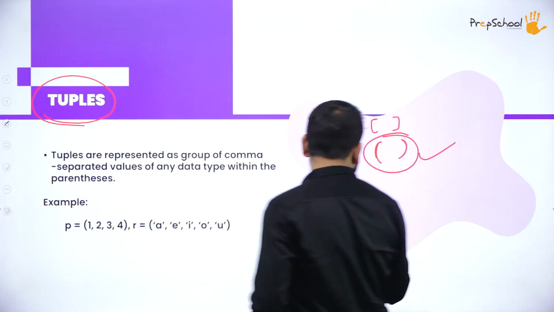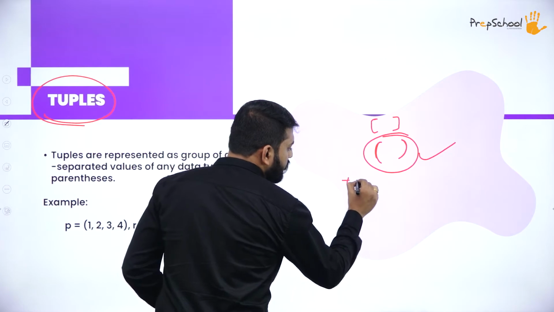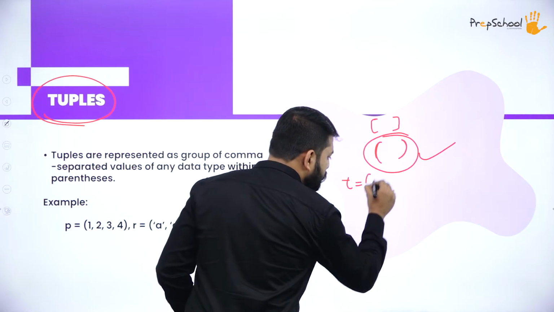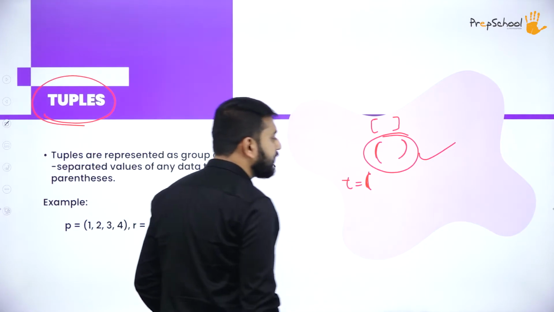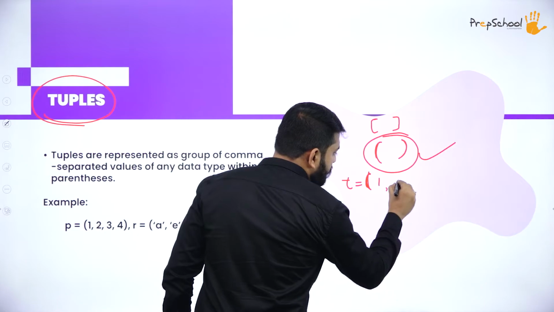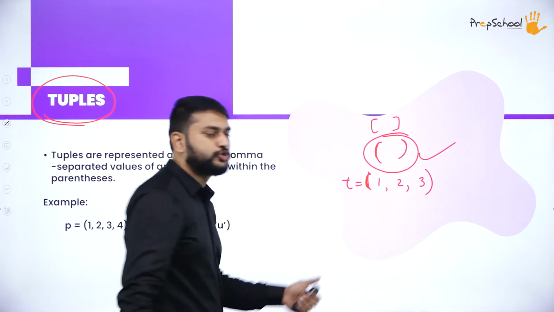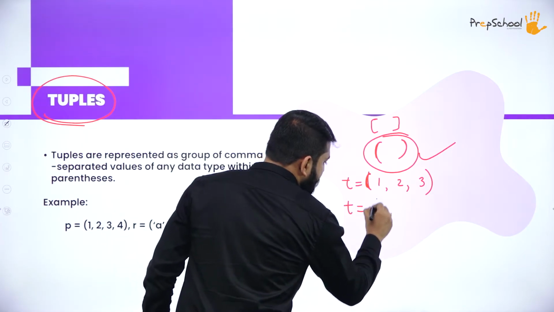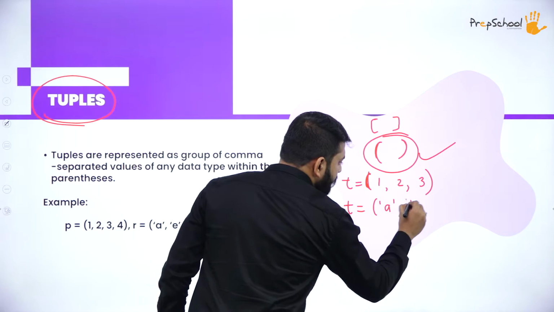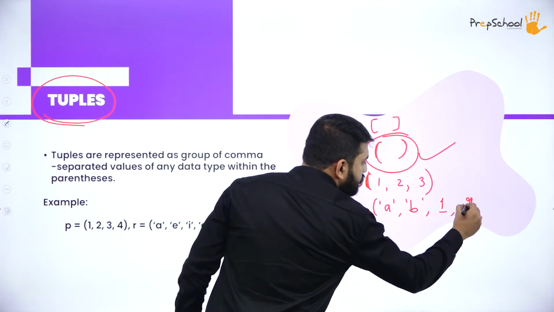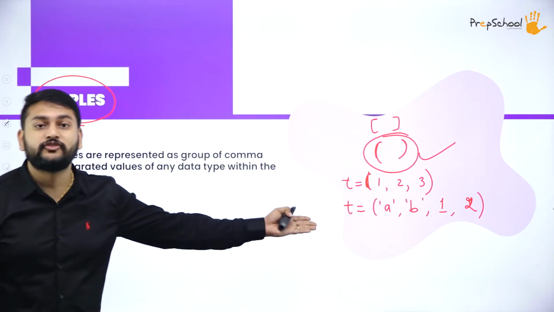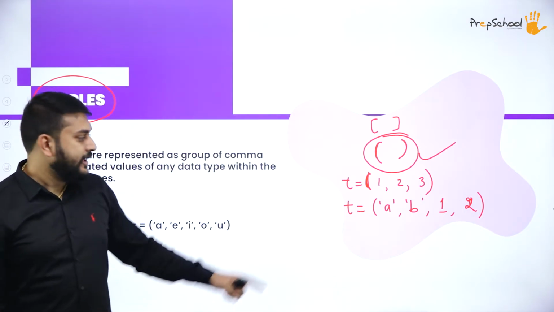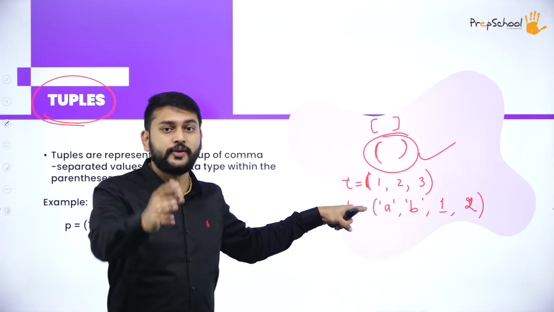And the second thing, let me try to create a tuple for all of you. T is a variable that I'm trying to create. What type of variable is this? It is a tuple. I have 1, comma, 2, comma, 3. What type of values have I stored inside the tuple? Integer values. Let me take one more example. T is equal to A, comma, B, 1, 2. Can I store something like this? Yes, of course you can store these values also. You can also store mixed data types inside tuples. That is very, very important.